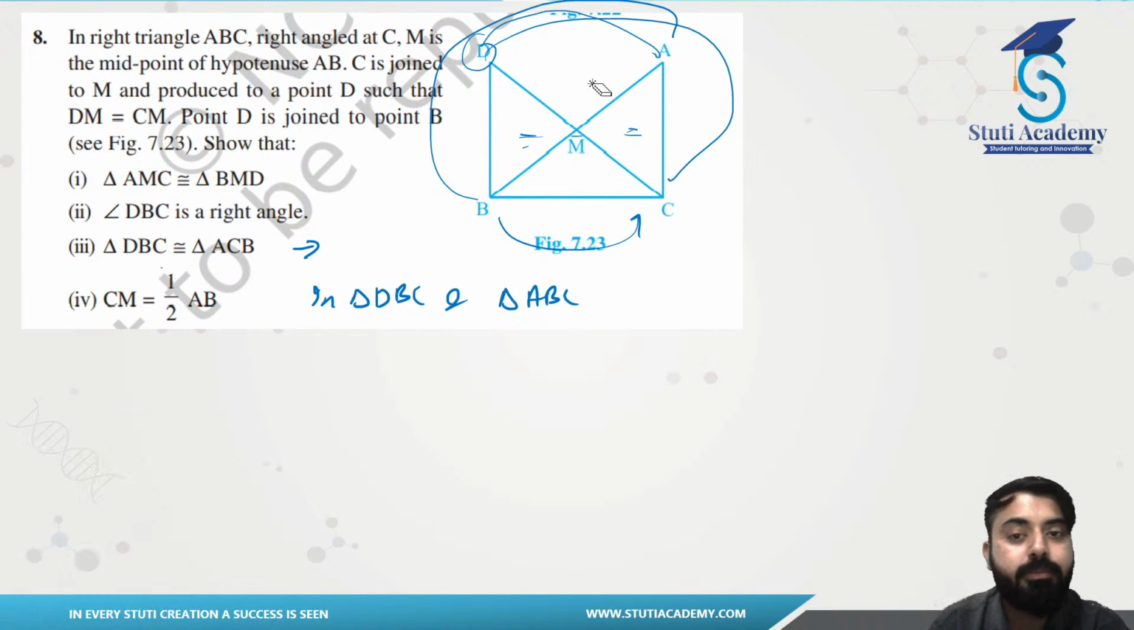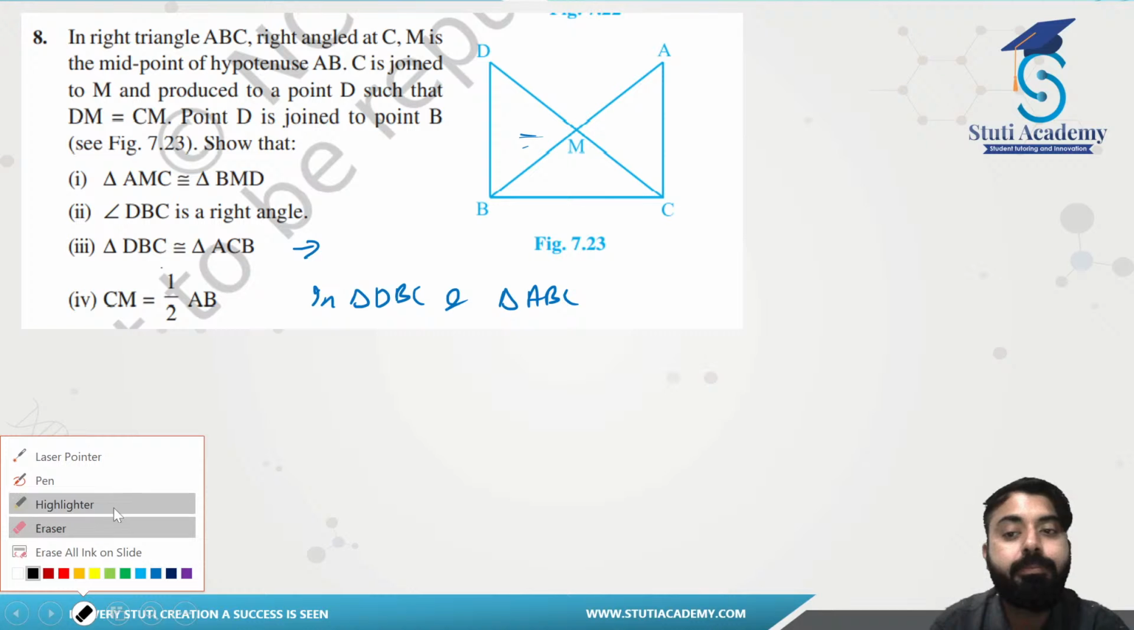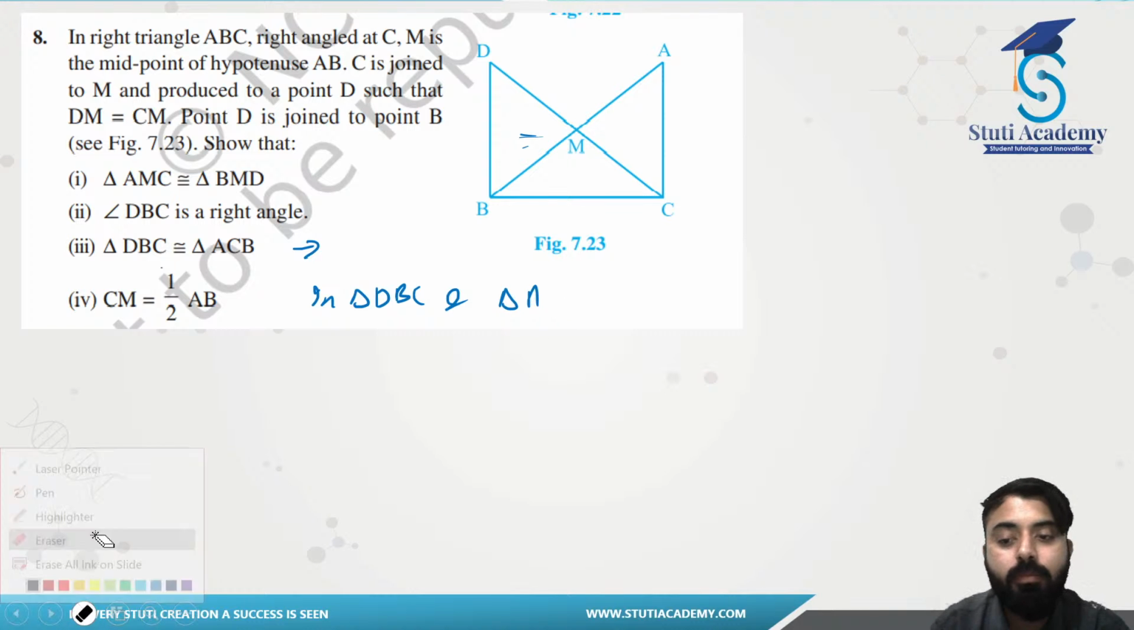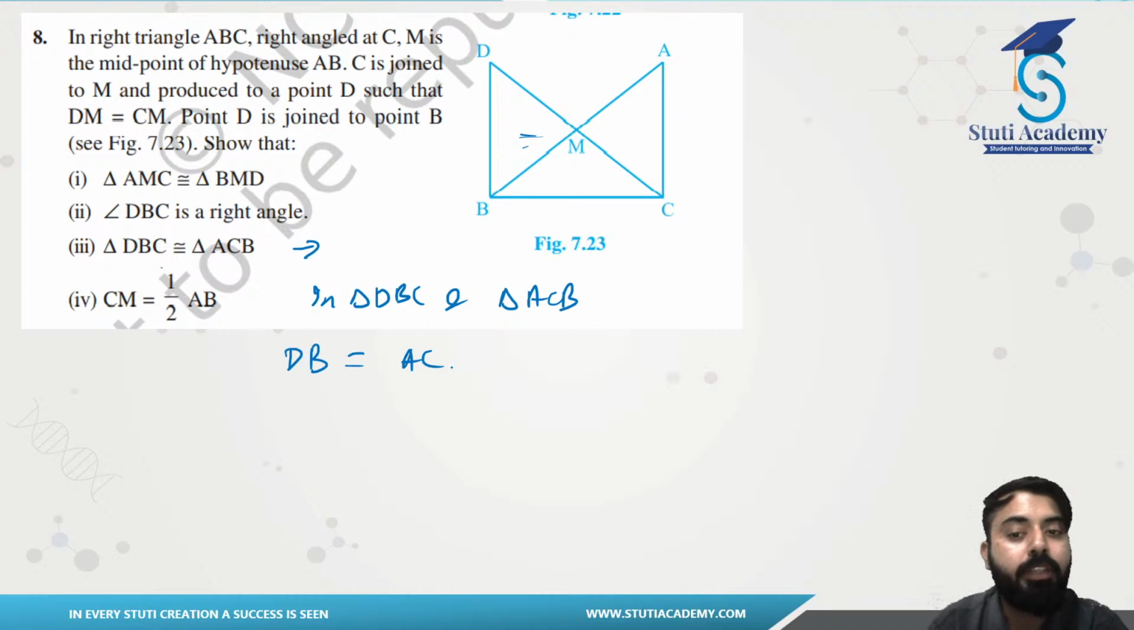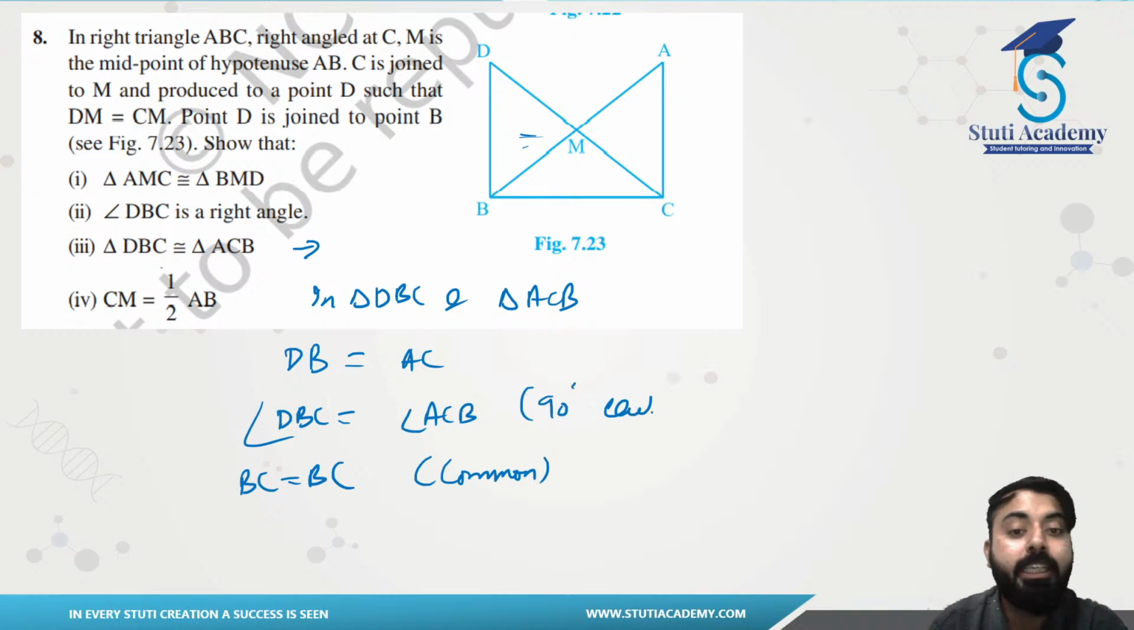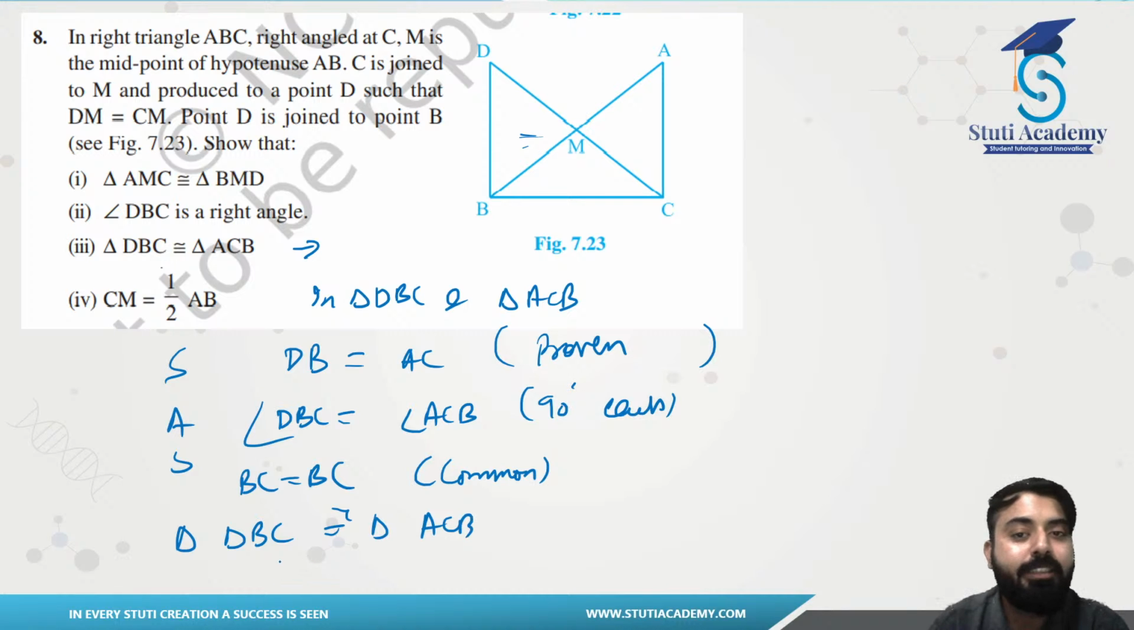So in triangles DBC and ACB, we have this. I know DB is equal to AC. I know angle DBC equals to angle ACB, and I know BC is equal to BC. This is common. This is 90 each, and that is proven. So you guys see side, angle, side, triangle DBC is congruent to triangle ACB. Now you can easily say that CD is equal to BA. You can easily state this, that CD is equal to BA.